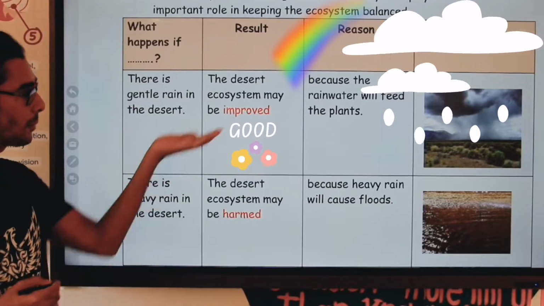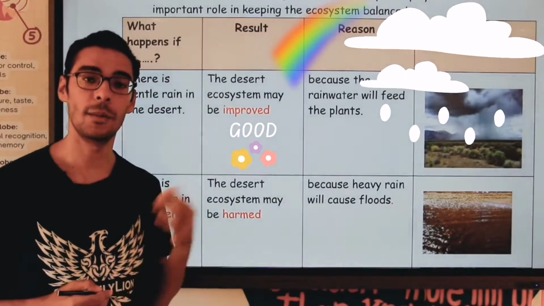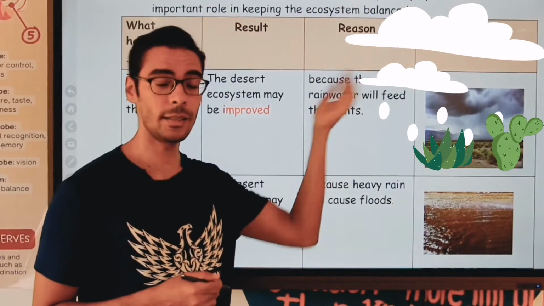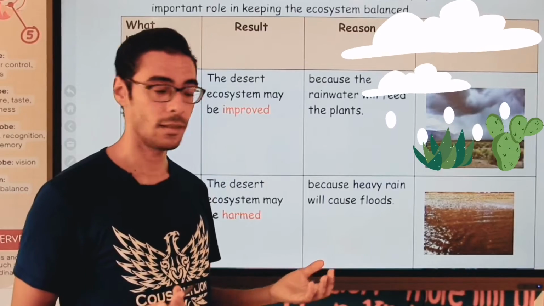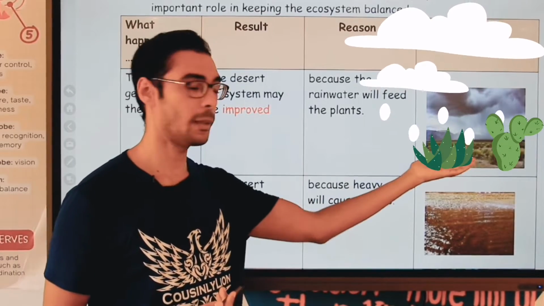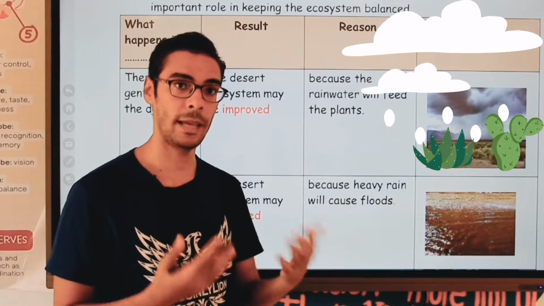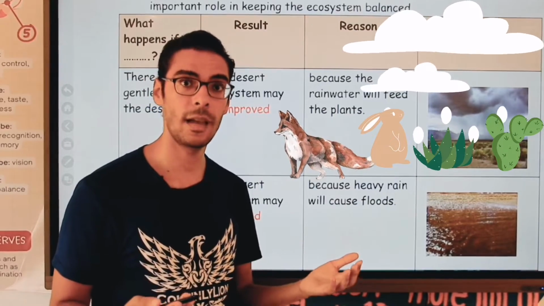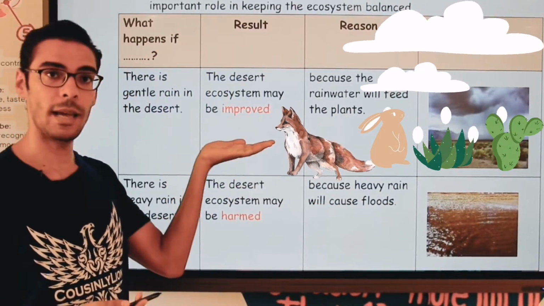And the answer, it may be improved. Improved means getting better. That's something good in the desert. The reason here is something special. It makes sense. Gentle rain is suitable for the plants that live there, so the plants stay alive, the animals feed on plants and stay alive, and finally, the system at all improves.